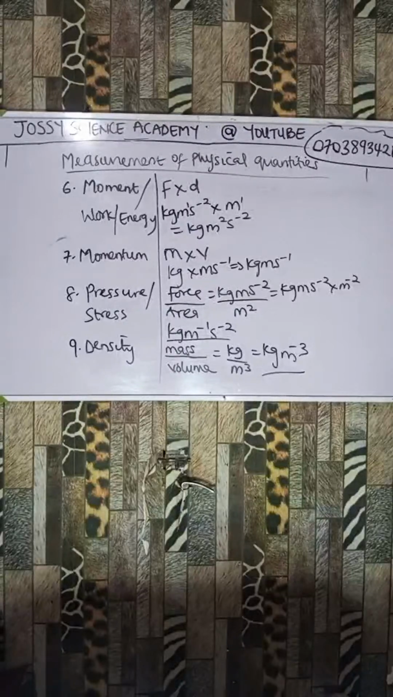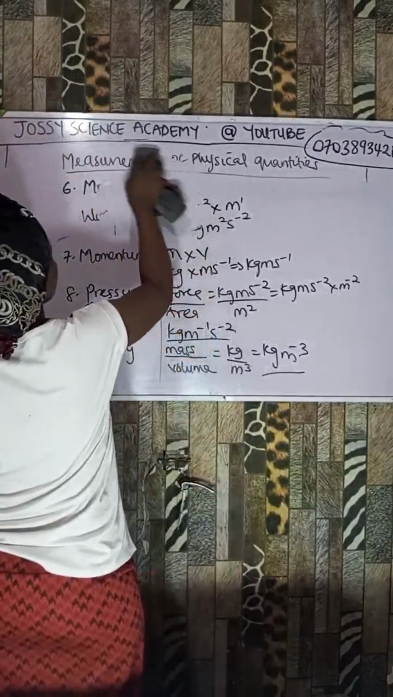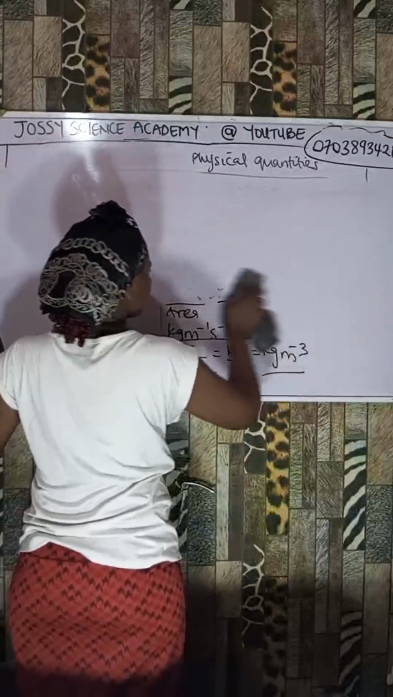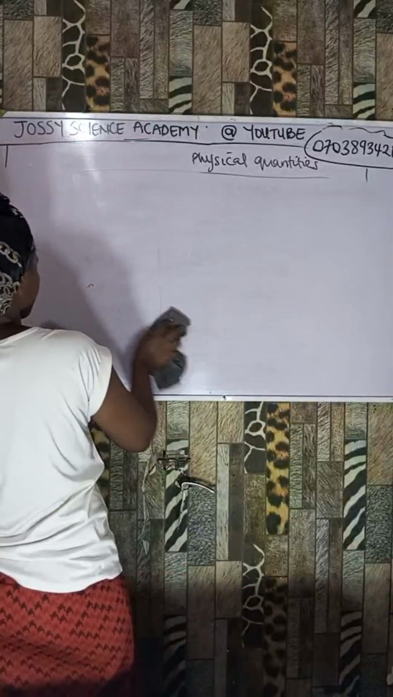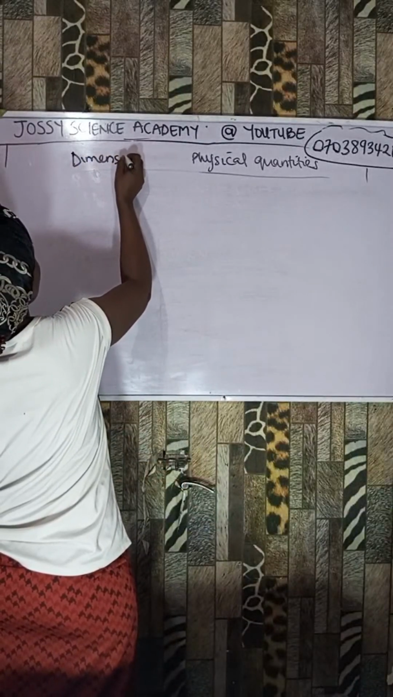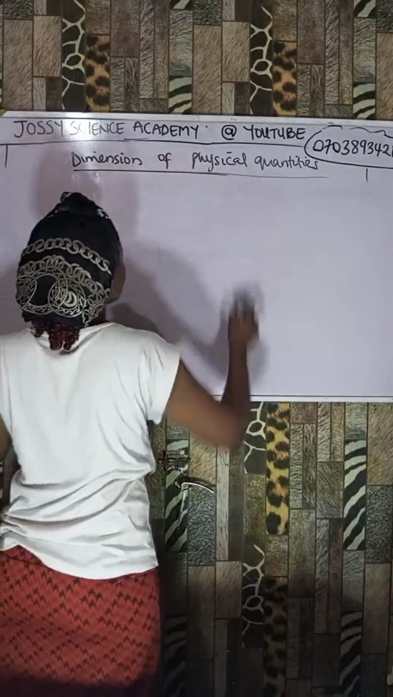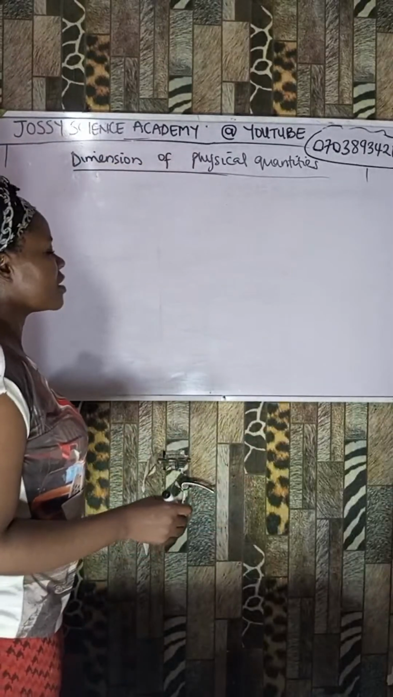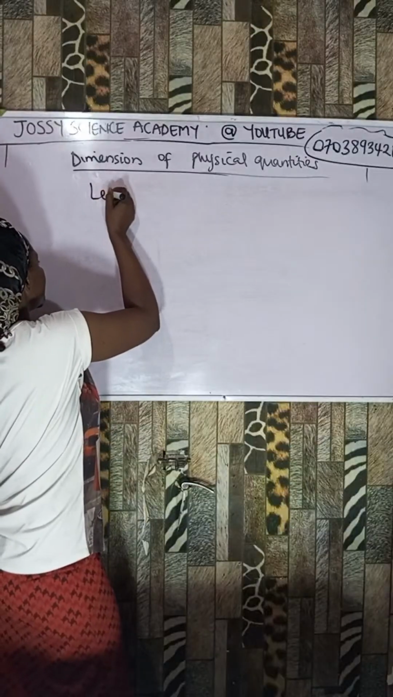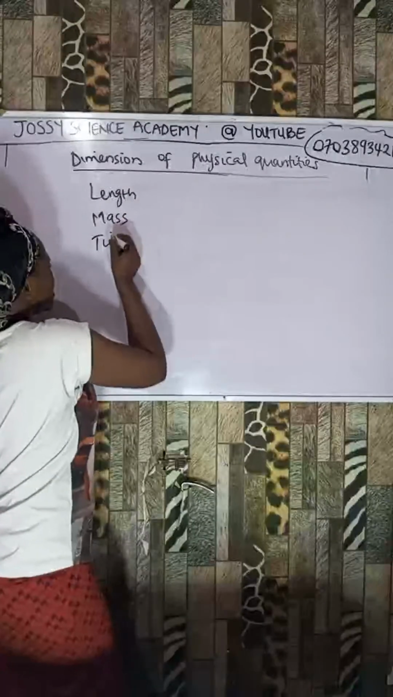So let's go to dimension of physical quantities, okay? Dimension of physical quantities. Okay, so the three main fundamental quantities are what? The length, the mass, and what? The time. Now, this is the length. This is the mass. And this is the time, okay?